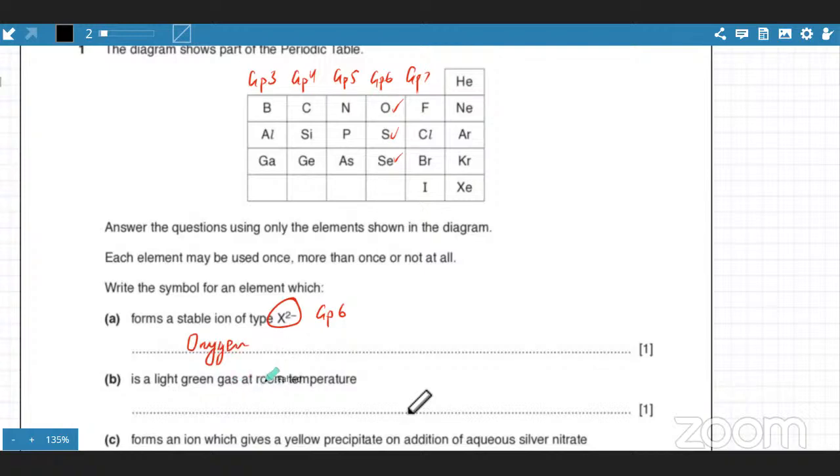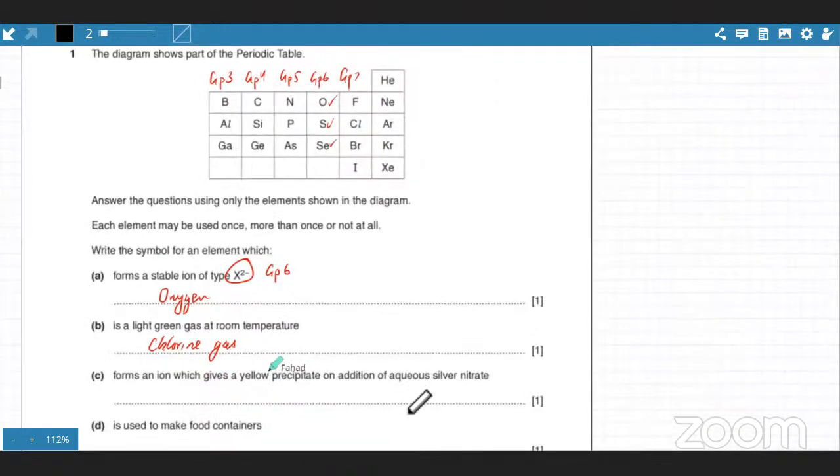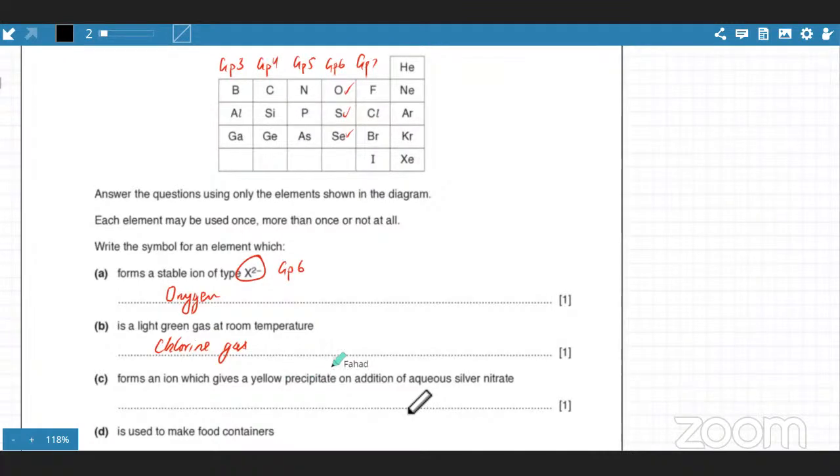Then the next part is a light green gas at room temperature. You must know this is chlorine gas. Next: forms an ion which gives a yellow precipitate on addition of aqueous silver nitrate. Now, these are your tests for anions. Aqueous silver nitrate is a test, and let me briefly describe. It's a test for 3 ions: Cl minus, then you have your Br minus ions, and there's a third halide ion which is I minus. So silver nitrate is a test for all three.